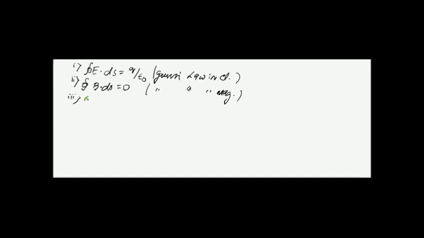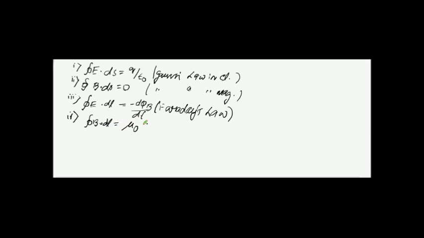The third law of electromagnetism is the integration of E dot dl, that is the line integral, equal to minus d phi B by dt. This is nothing but Faraday's law, or it is more popularly known as the Faraday-Lenz law. This is the law of electromagnetic induction. And the fourth and final law is the line integral of B dot dl equals mu naught into I. This is Ampere's circuital law. This is Ampere's law. So these four are actually the laws of electromagnetism.